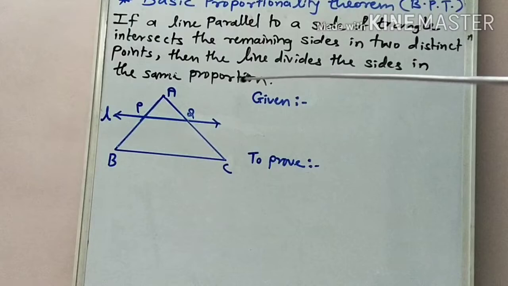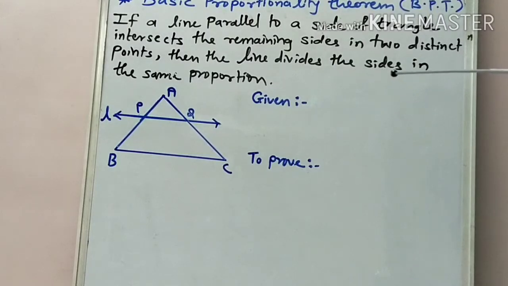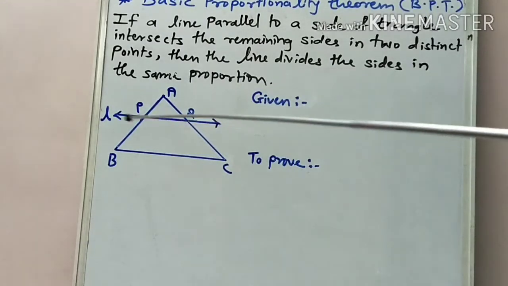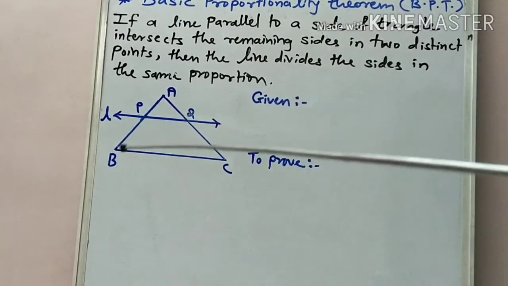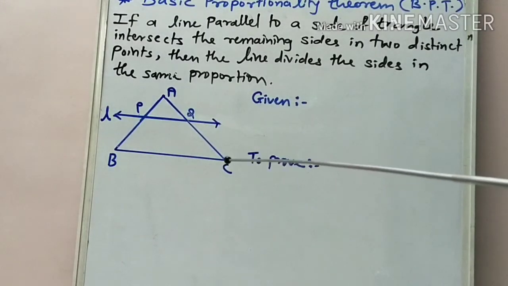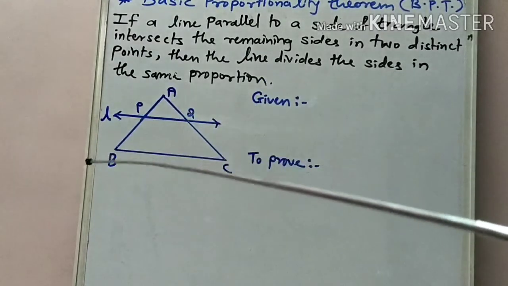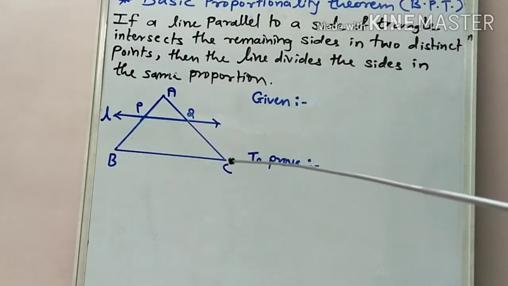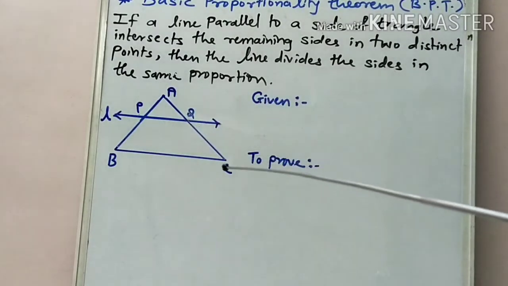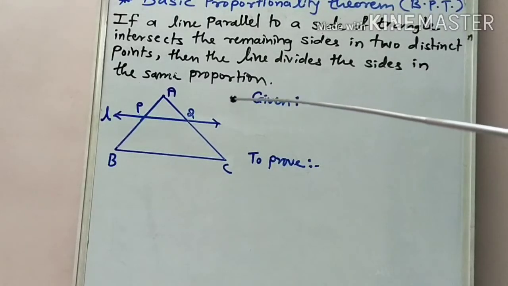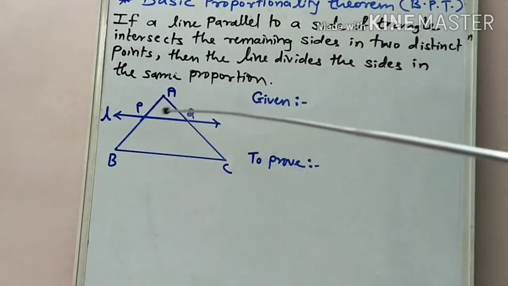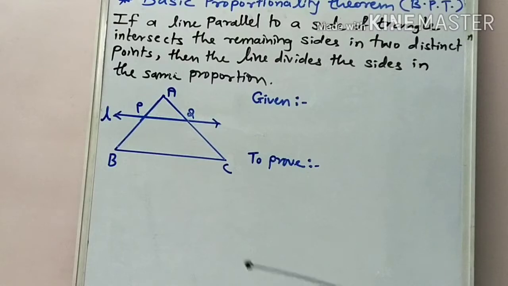Then, the line divides the sides in the same proportion, which means that line L divides the two sides AB and AC in the same proportion. And what does the same proportion mean? Line L divides AB into two parts AP and PB, and divides AC into two parts AQ and QC, and the same proportion means the ratio of those parts is the same. So that is what we have to prove, the prove part.